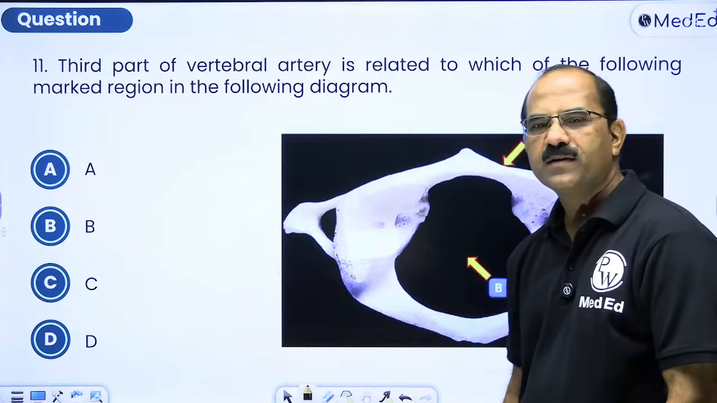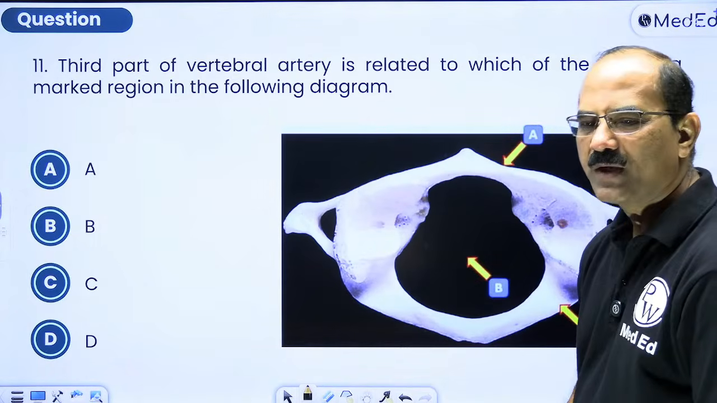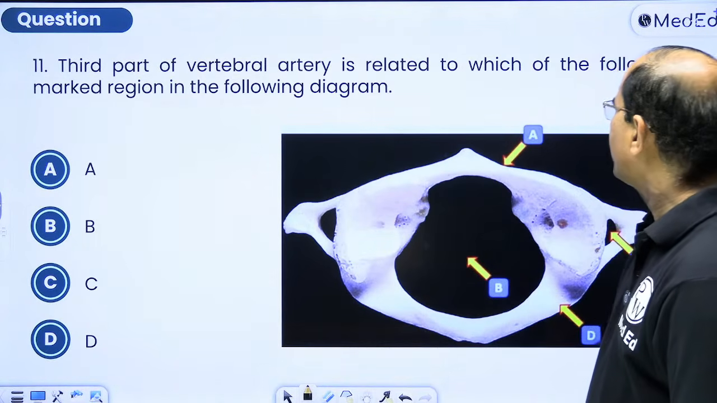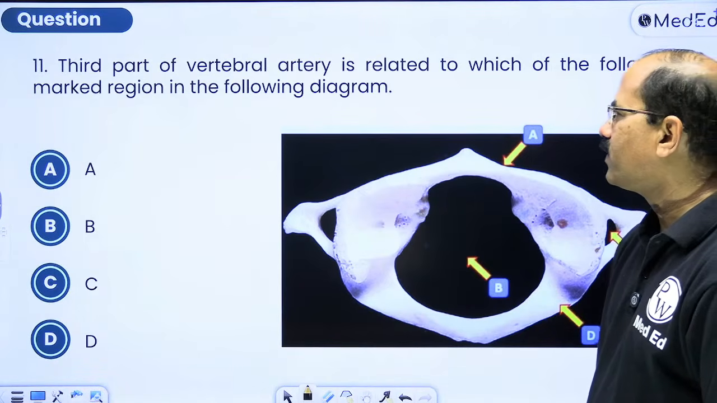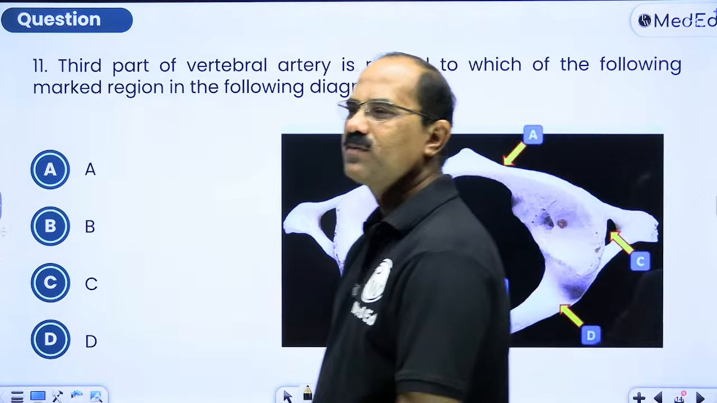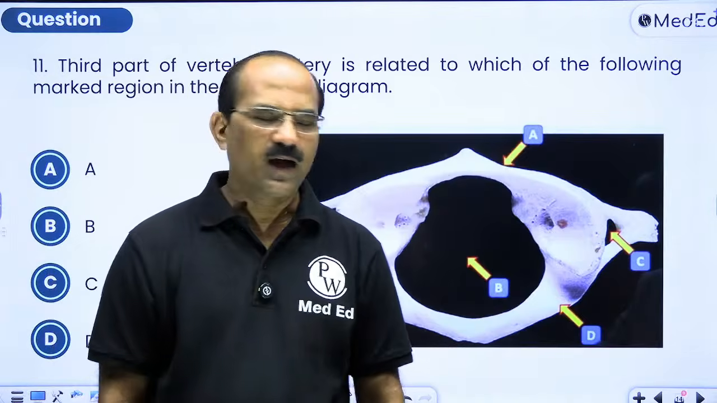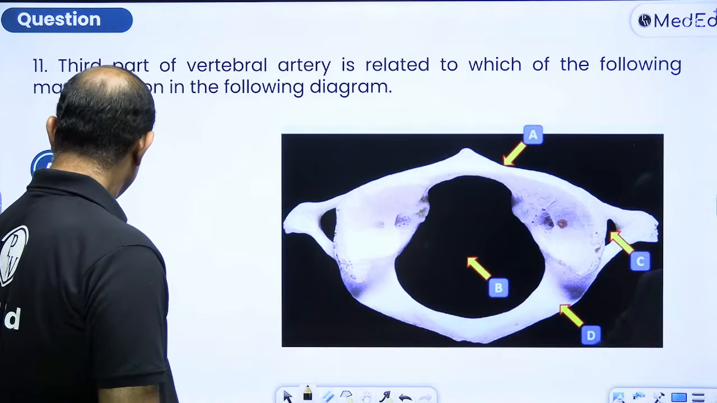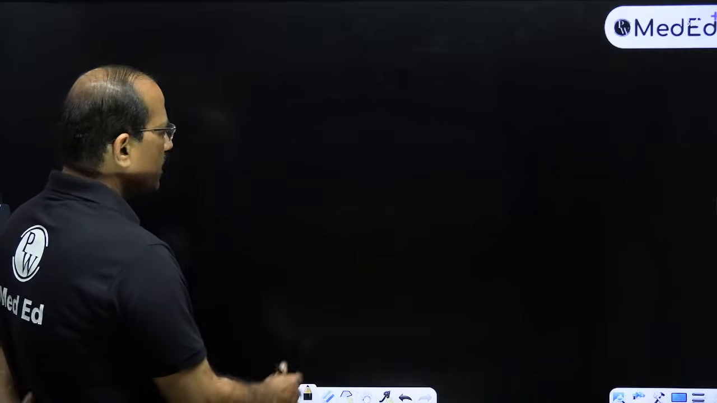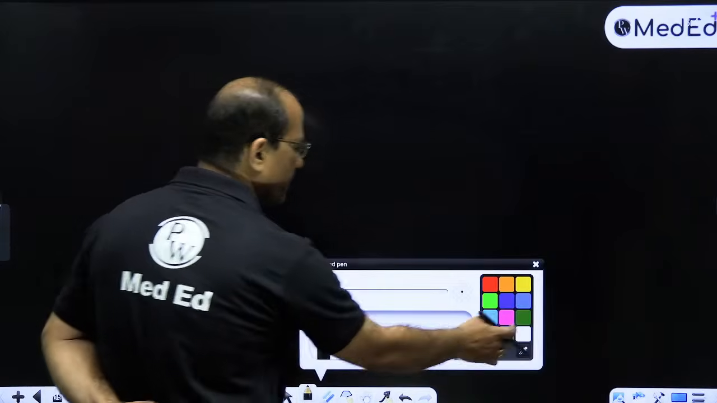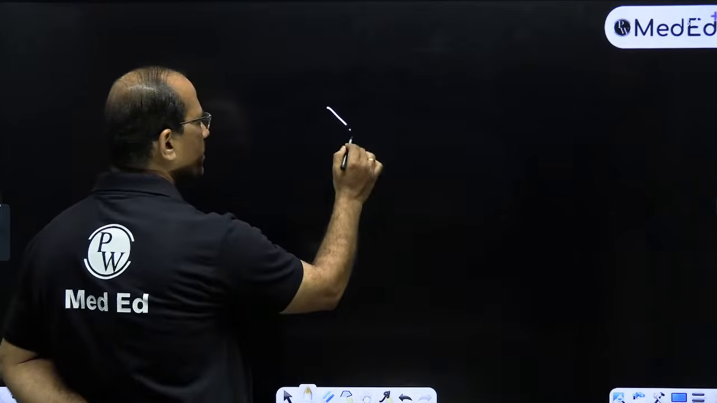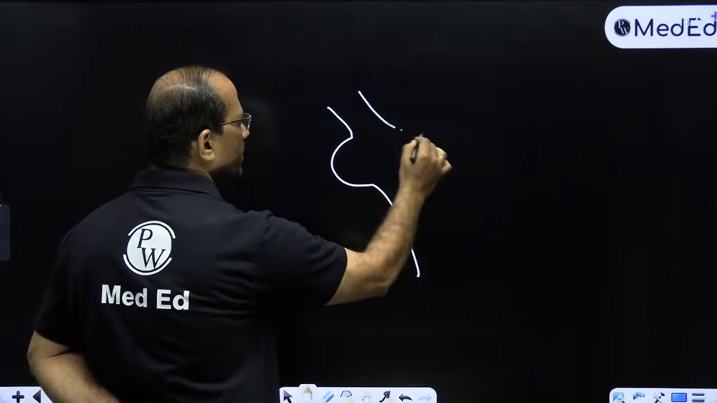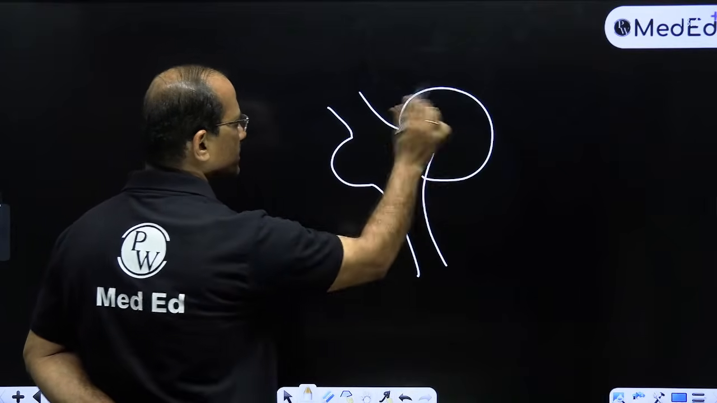See the next. Third part of vertebral artery is related to which of the following marked region in the following diagram? चलो बच्चों बोलो. I'll draw a diagram for you. This is the midbrain, that's the pons, that's the medulla, that's a cerebellum. ठीक है?